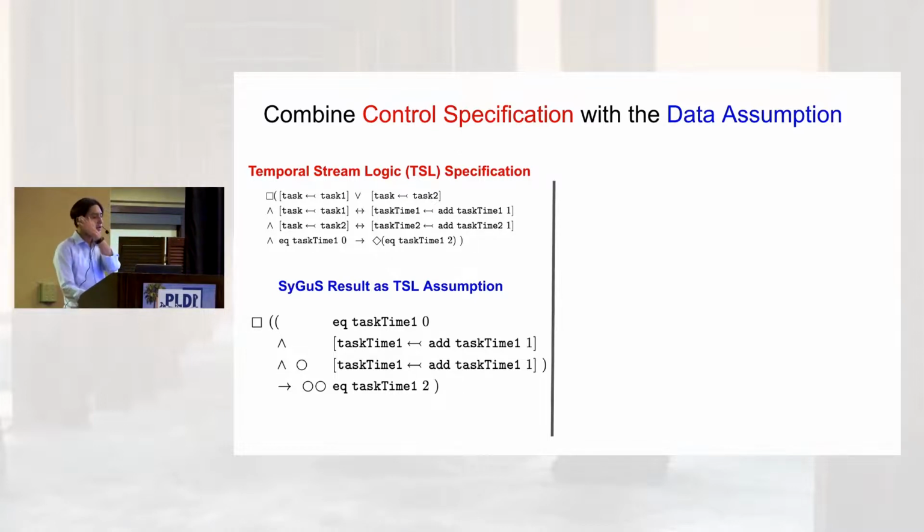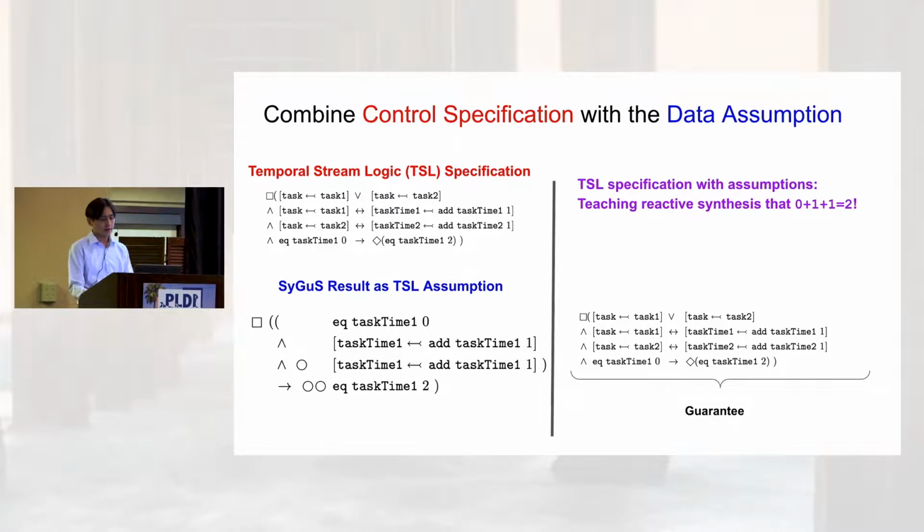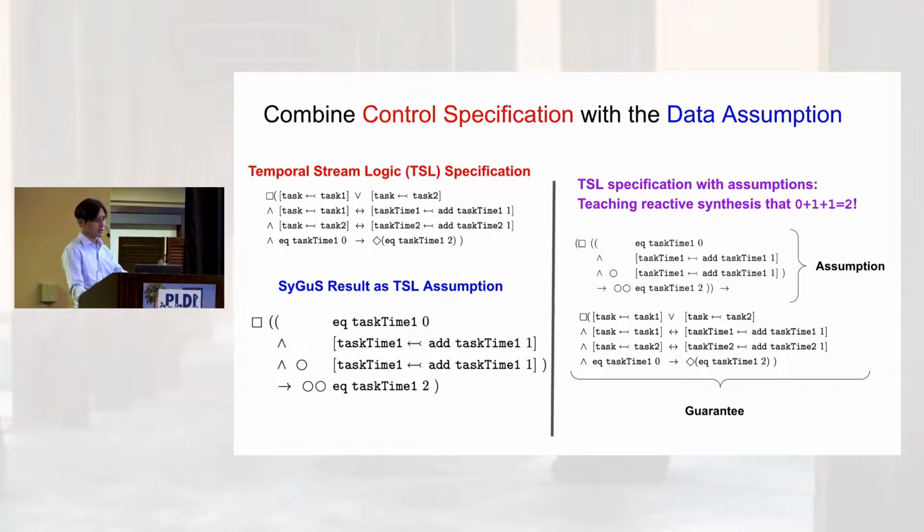And the way we do this is by teaching reactive synthesis that 0 plus 1 plus 1 is 2. And here, we first have our guarantee, or original control flow specification, and we're going to weaken it. By weakening it, we mean that we're going to have our SyntaxGuided result as an assumption, meaning, okay, this guarantee only needs to hold true when we have the assumption, only when we know that 0 plus 1 plus 1 is 2. So when we feed this temporal logic specification to reactive synthesis, it says, okay, whenever I see the problem of going from 0 to 2, I know that I only need to solve it when I know that 0 plus 1 plus 1 is 2. So it can use that information.